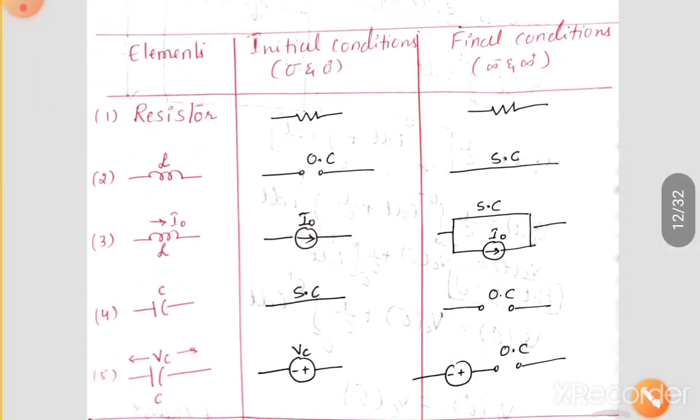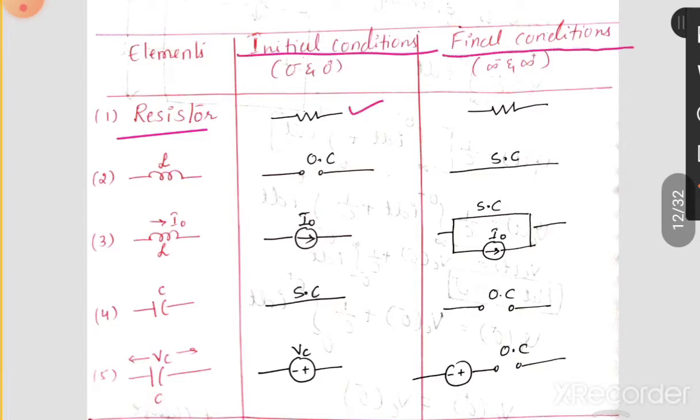So this is about the elements: resistance, capacitor and inductor. These three are the initial and final conditions we have studied. Now we will keep all these things in a very systematic manner, by considering each element and how it has to be represented in initial conditions and final conditions. As I said, final conditions you can take as steady state conditions. Now we'll take the first element, that is a resistor. Resistance remains the same in initial conditions as well as in final conditions.